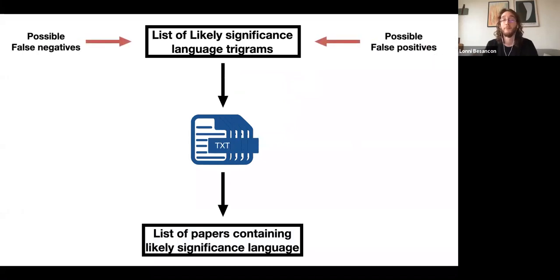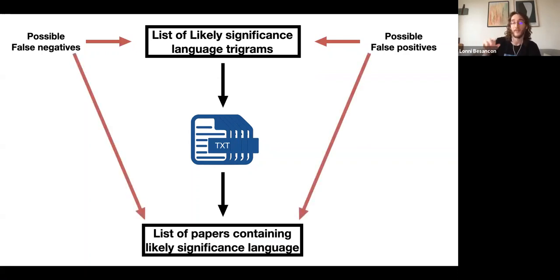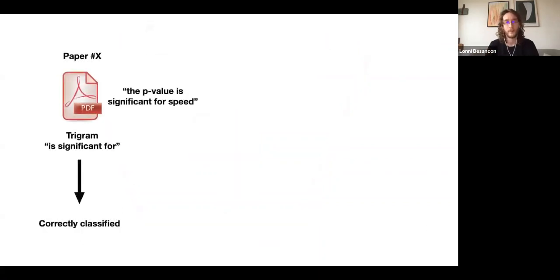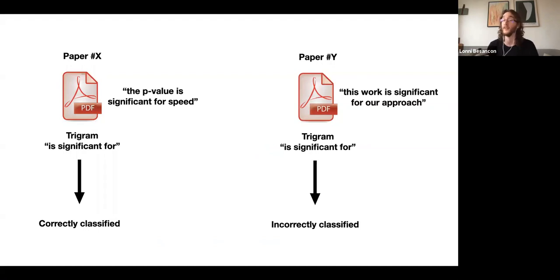There were also potentially false negatives and false positives in our trigram list that we coded manually. If there were, then whatever we did with the Python script to tag papers as using significance language could also be influenced. For instance, if you imagine a paper that says "the p-value is significant for speed", the trigram "is significant for" is correctly classified if we said that it was about statistical inferences. However, you can have "this work is significant for our approach", and it's the same trigram "is significant for", but if we said that it was about statistical results, then that would be incorrectly classified.